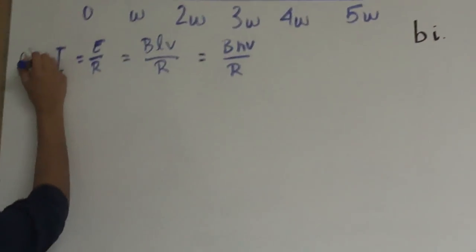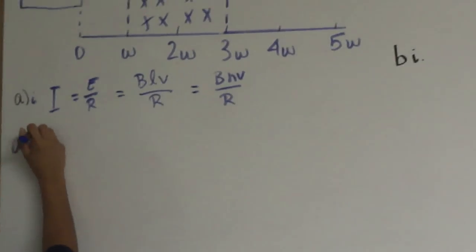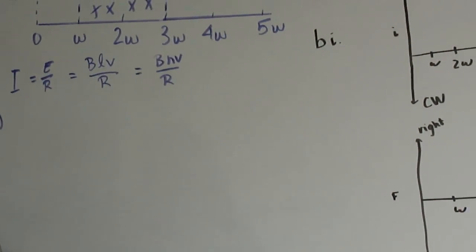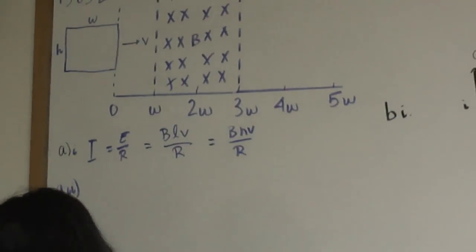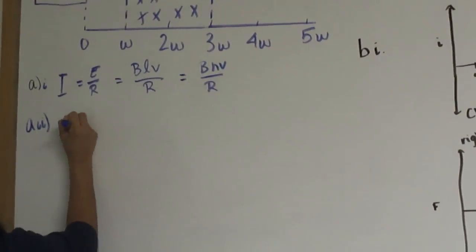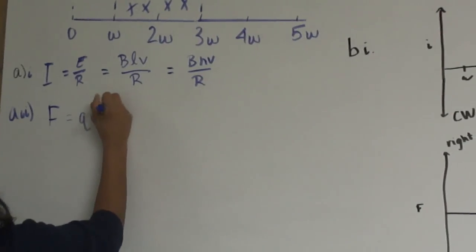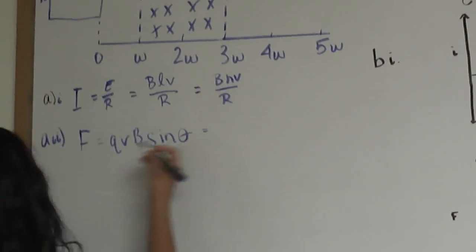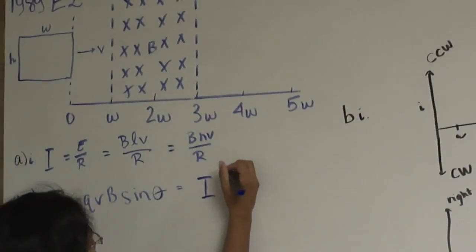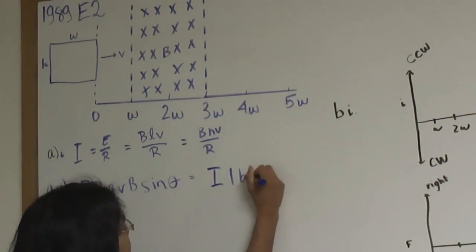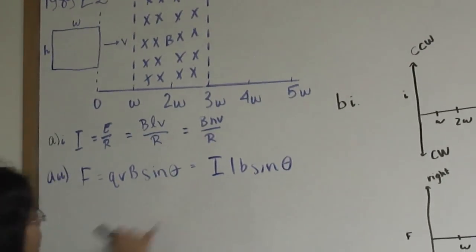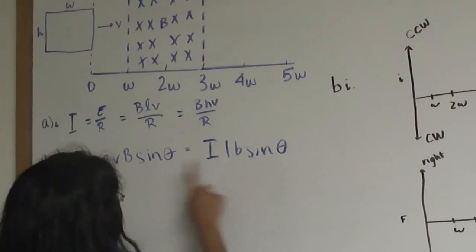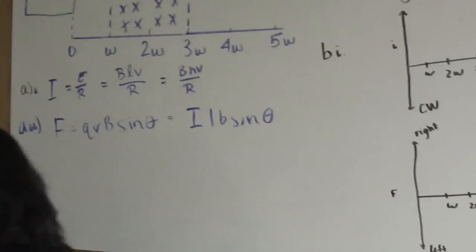A2 asks us for the magnitude of the applied force required to move the loop at a constant speed. So the basic equation for force is F equals qVB sine theta. However, in this case, q can be replaced, giving F equals ILB sine theta. These are usually the two equations you go to when you're looking for force and magnetic field, and in this particular instance, the second formula makes more sense.